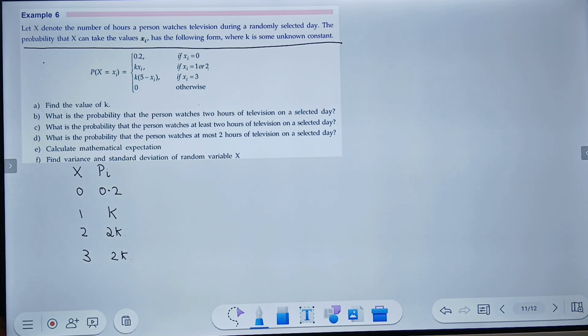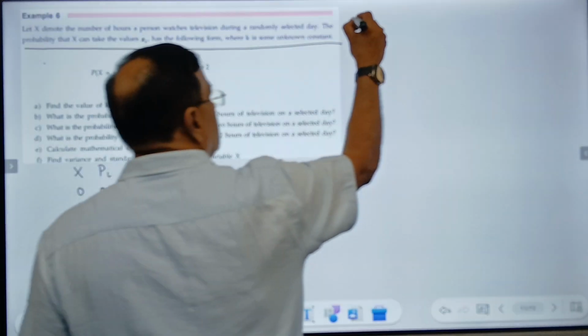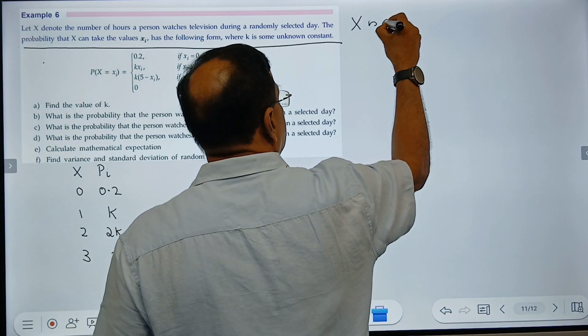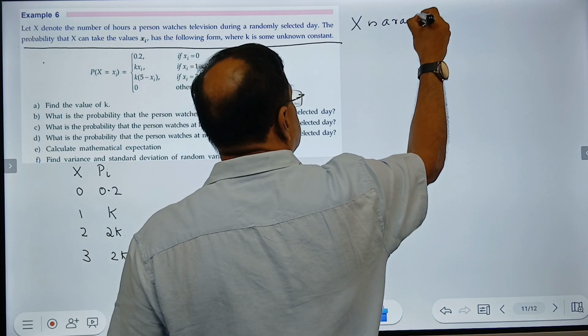Now you know very well X is a random variable. It's given in the question.